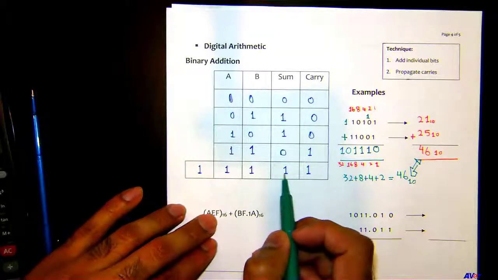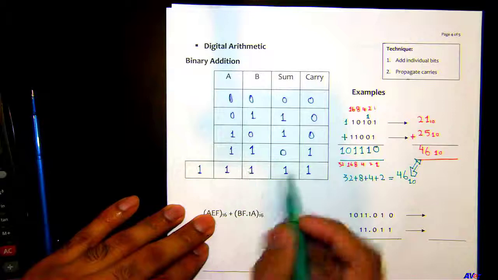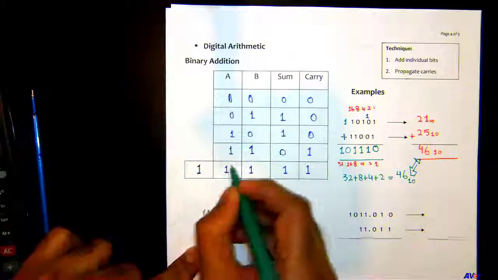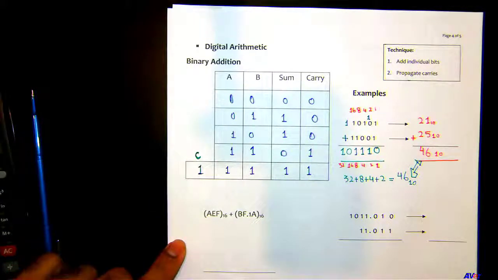This one right here? Okay, so if you have 1 plus 1 plus 1, the sum is 3. So you get 3 bits right here. Okay, say this is C. No, that's a good, valid question. Say this is bit C, so you've got 3 bits.